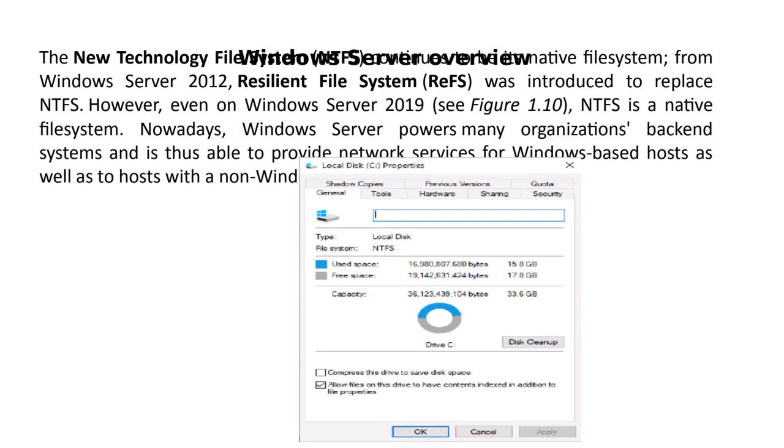Now here we talk about the file system. The file system of Windows Server 2019 is NTFS. However, Microsoft also introduced a more advanced file system called ReFS for specific applications like storage. This one deals directly with storage. But NTFS is still there.